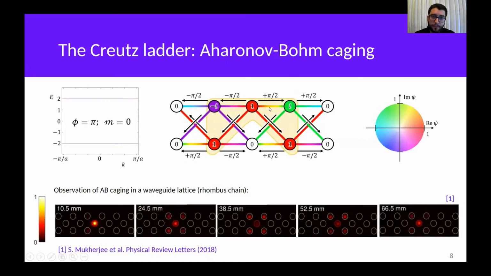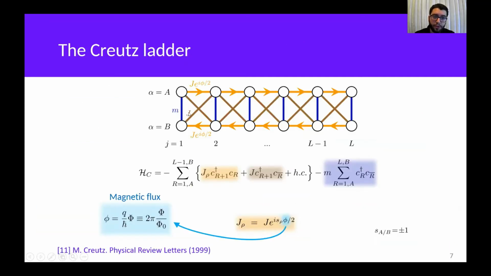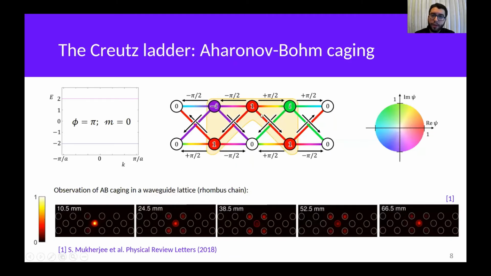And in this system, there's a very interesting phenomenon that happens: when the magnetic flux is equal to pi and m is equal to 0, m being the vertical hoppings, then we have the localization of all the states in the system. This is called Aharonov-Bohm caging and is caused by the destructive interference caused by the magnetic field. And if we start with a particle totally localized here, we can see that the changes in phase, which we have represented with color here, will make the particle only go to the first neighbors, and then it will go back to the initial site because it cannot go any further.